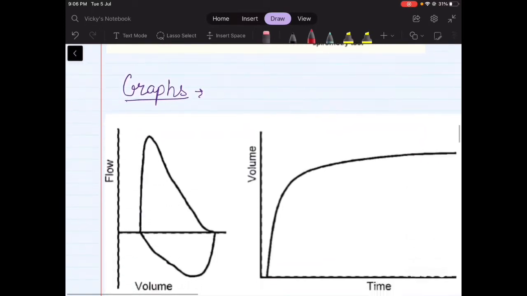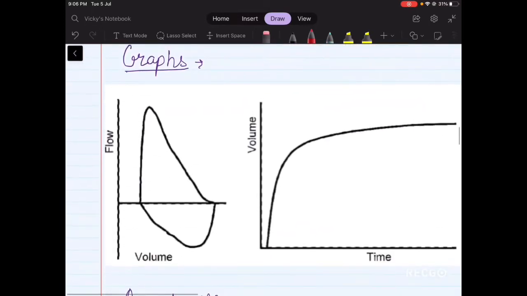Then these graphs are made. One is the flow volume graph, which is on the left hand side, and one is the volume time graph, right? In the flow volume graph, here is the residual volume, and over here is the total lung capacity. As we all know, spirometry cannot measure residual volume, so the point at which the spirometry starts is designated as residual volume. And what is the capacity in between them? That is TLC minus residual volume, the vital capacity, right?